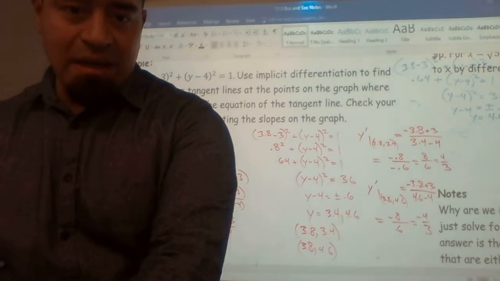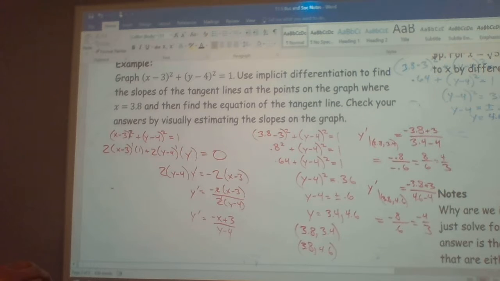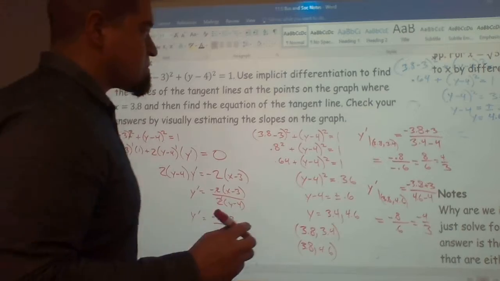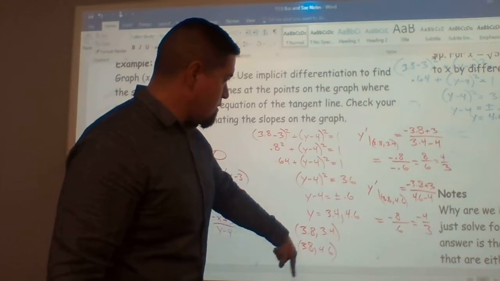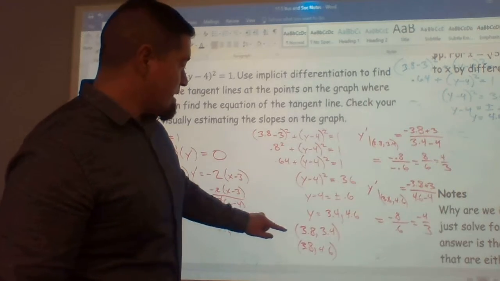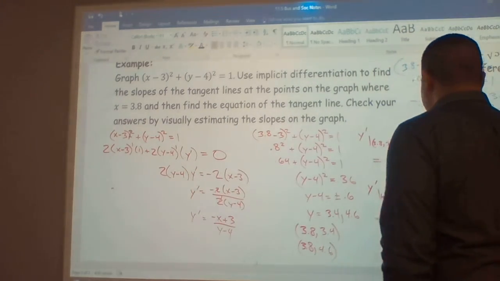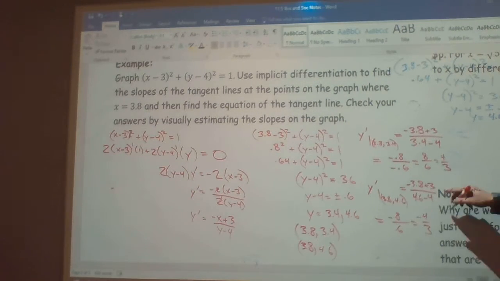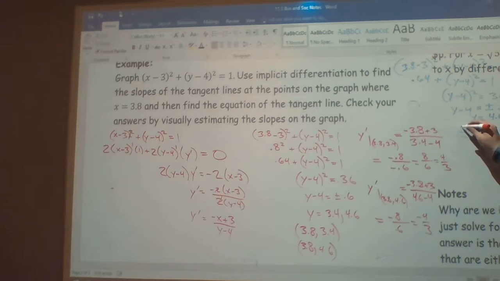And real quickly, because it then asks us to find the equation of the tangent line. So here, using both points, the tangent lines, we got to take it one step further. These are the slopes at those points. So we're going to use that point and that slope in the point-slope formula.